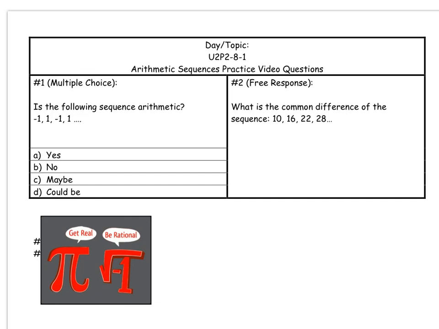Okay, so multiple choice question 1, is the following sequence arithmetic? To be an arithmetic sequence, we have to add the same thing from the first term to get to the next term. So it can be plus a negative or it can be plus a positive. And then number 2, what is the common difference in the sequence 10, 16, 22, 28? So here we're looking for what does d equal? What's our common difference? And be sure to put your answers in the Google form.